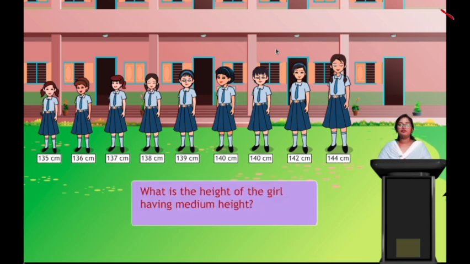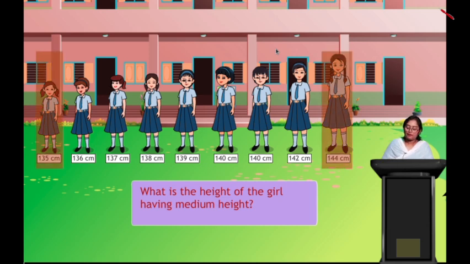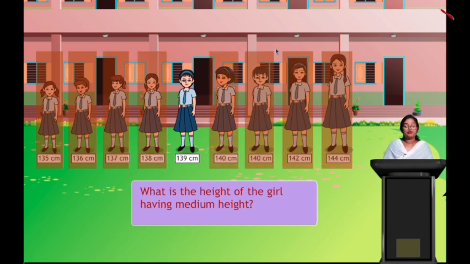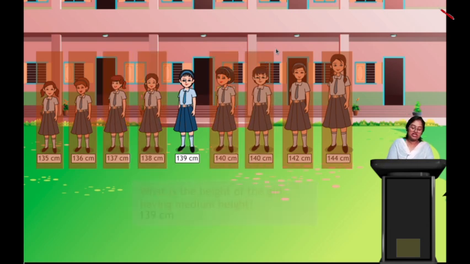Then how can we find the height of the girl having medium height? That means what we have to do here? We have to find out the height of the girl who is standing in the middle. That means we have to find out the height of the middlemost student here. Here you can see there are 9 students, isn't it? So out of 9 we can find out the middle number. Here we can see there are 9 students. 1, 2, 3, 4, 5, 6, 7, 8, 9.